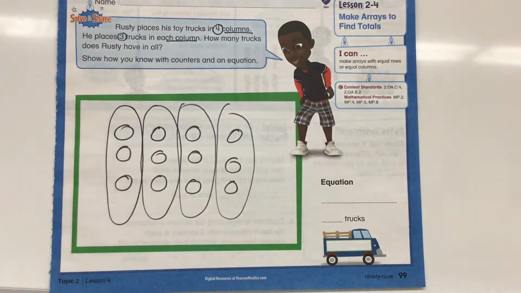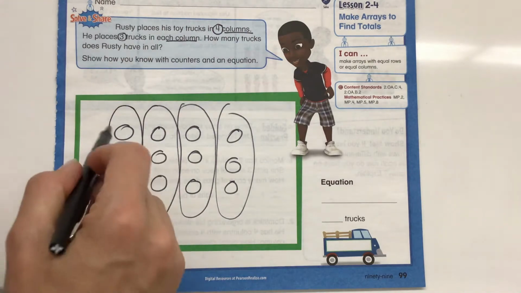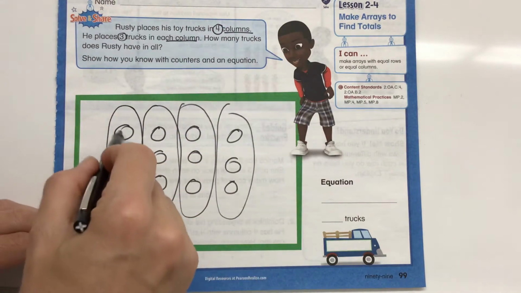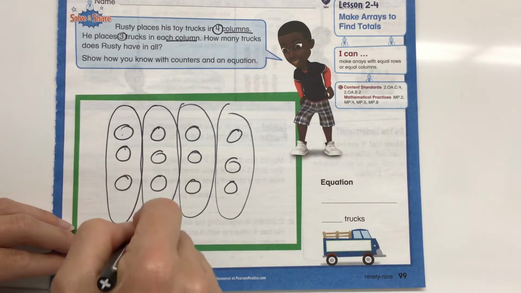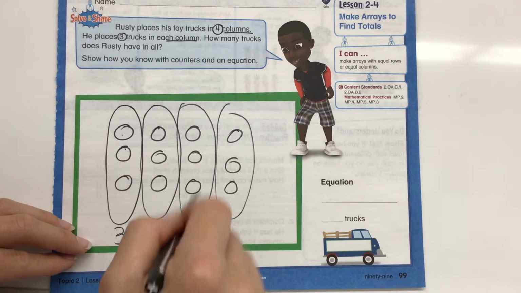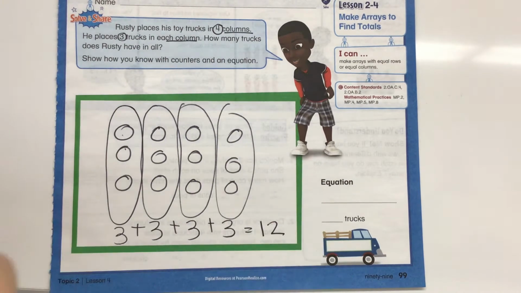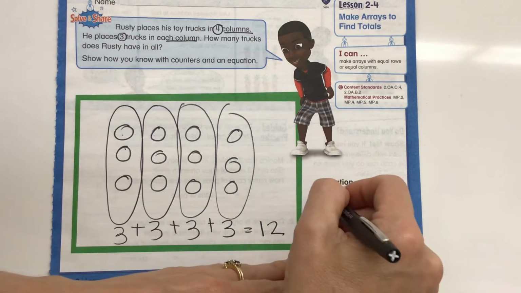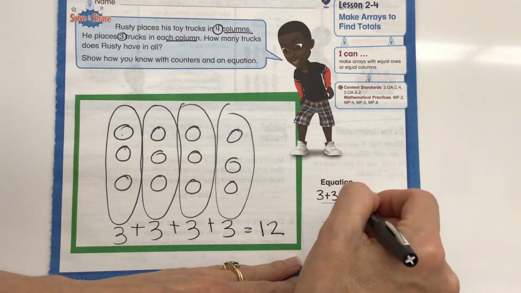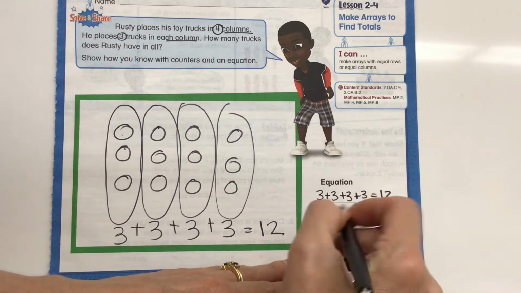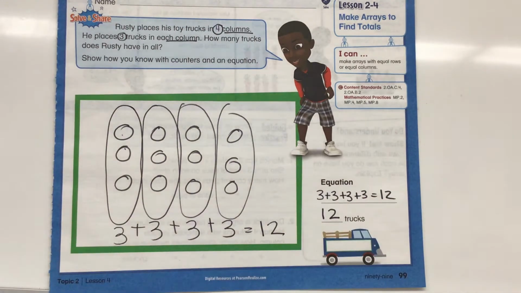All right. So now we need to put together an equation. So we drew it all out. And our equation can be 3 plus 3 plus 3 plus 3 equals 12. So again, our equation over here is going to be 3 plus 3 plus 3 plus 3 equals 12 for a total of 12 trucks. And again, you can use your counters and do it yourself. You can draw it with crayons, whatever you'd like to do to make it kind of fun.